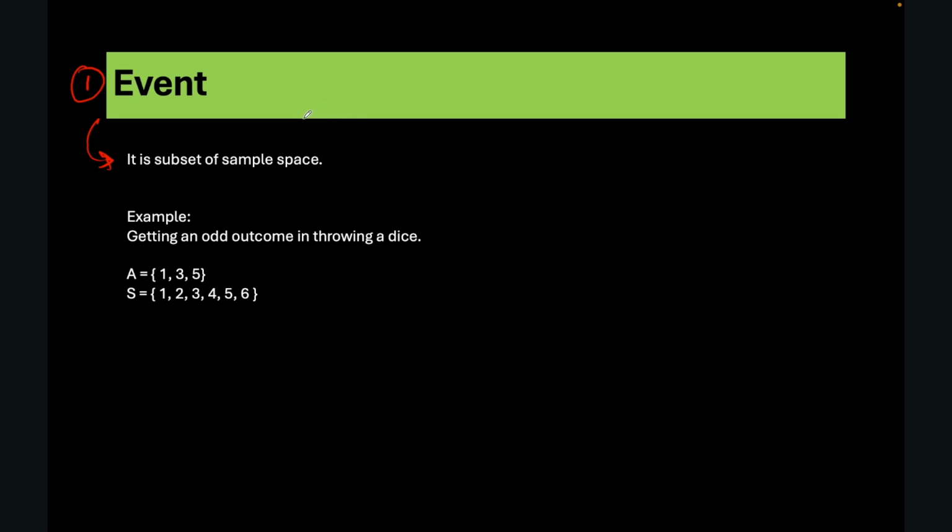In this situation, the example that I've taken is getting an odd outcome in throwing a dice. So A is all the events that can possibly take place. I have taken 1, 3, 5 based on this given situation, and the total sample space here is 1, 2, 3, 4, 5, 6, because there are 6 faces to a dice, and each face has a number from 1 to 6. Again, just a basic terminology, nothing too fancy. Let's go to the next one now.